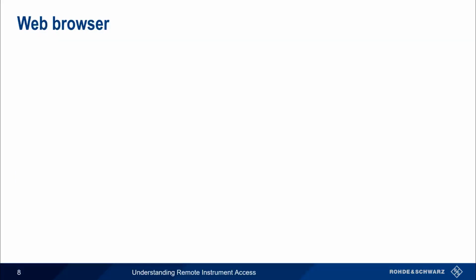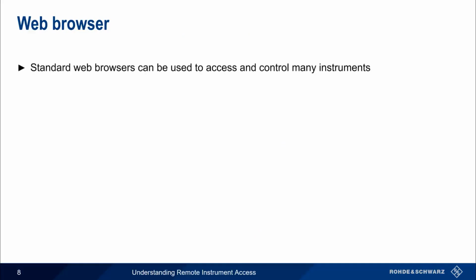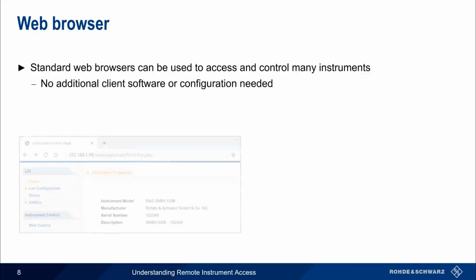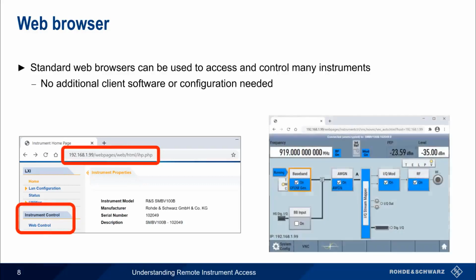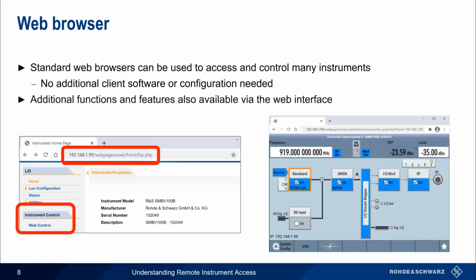Both Remote Desktop and VNC require some type of client software. In many cases, however, a standard web browser can also be used to access and control test and measurement instruments, meaning that no additional client software needs to be installed or configured. In most cases, we simply enter the instrument's IP address and then select Web Control to enable the remote GUI. In addition to an interactive remote GUI, web-based access also offers additional functions and features for controlling and configuring the instrument remotely.